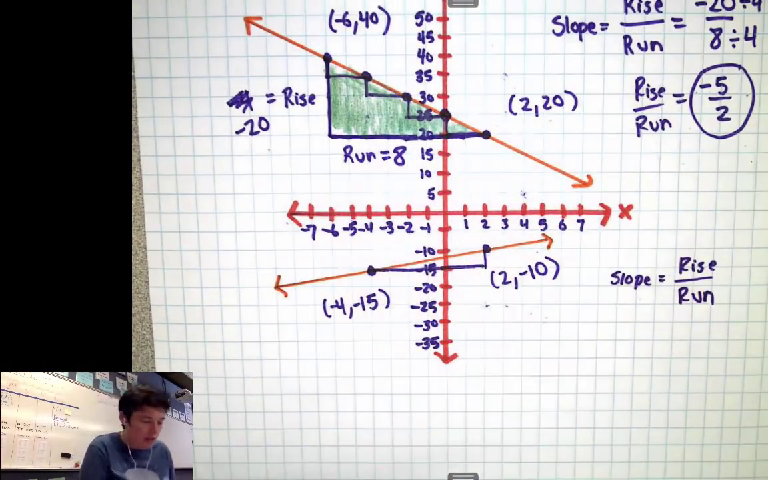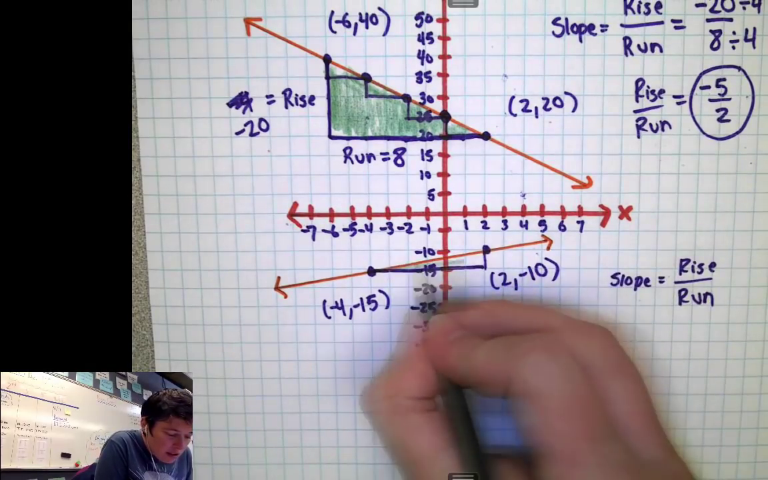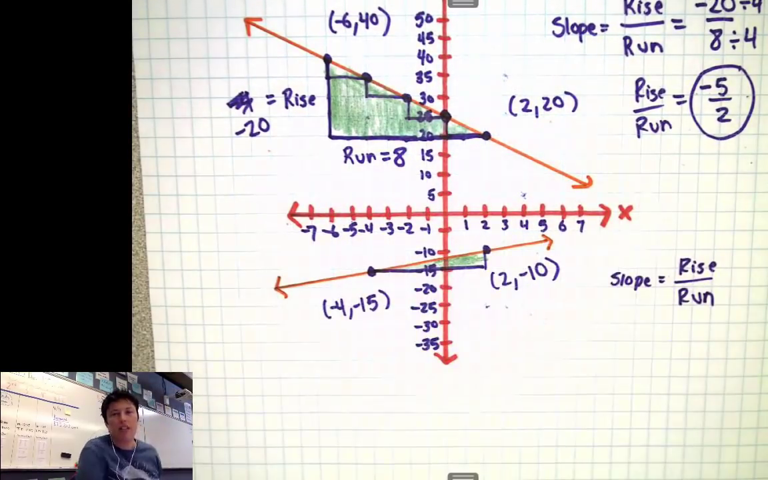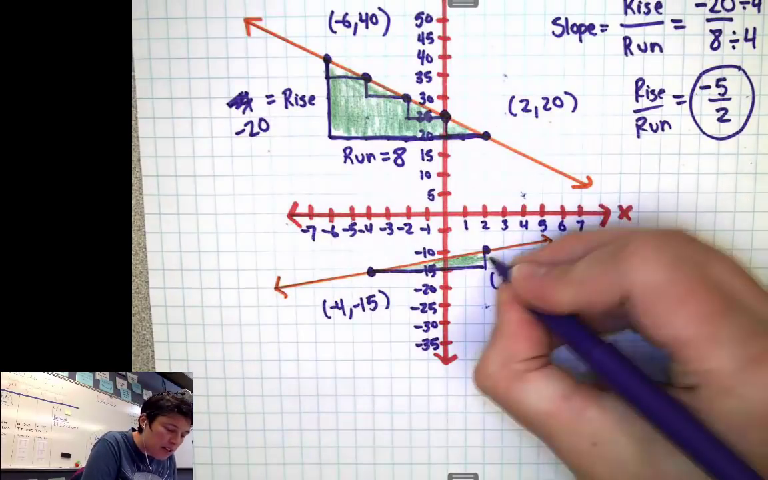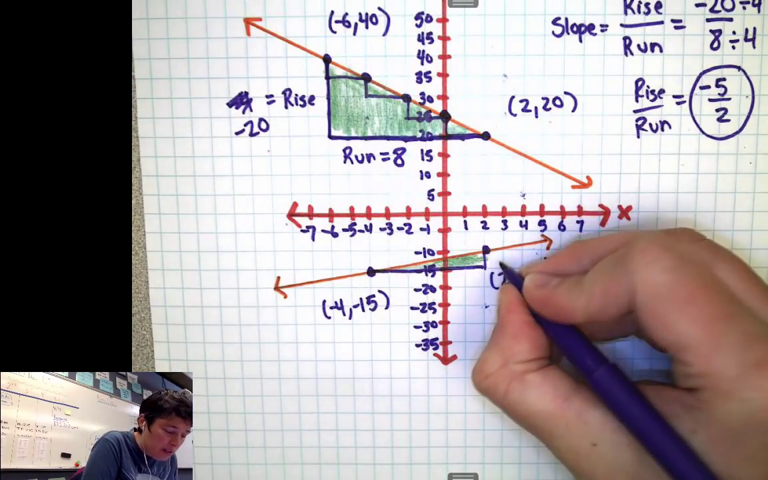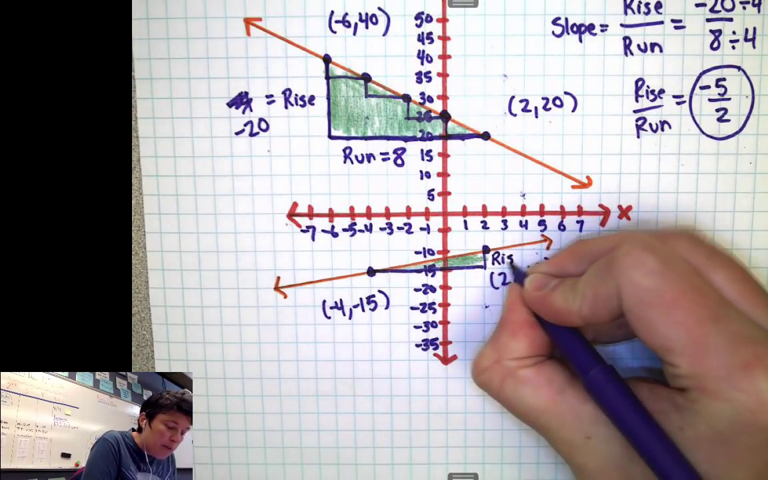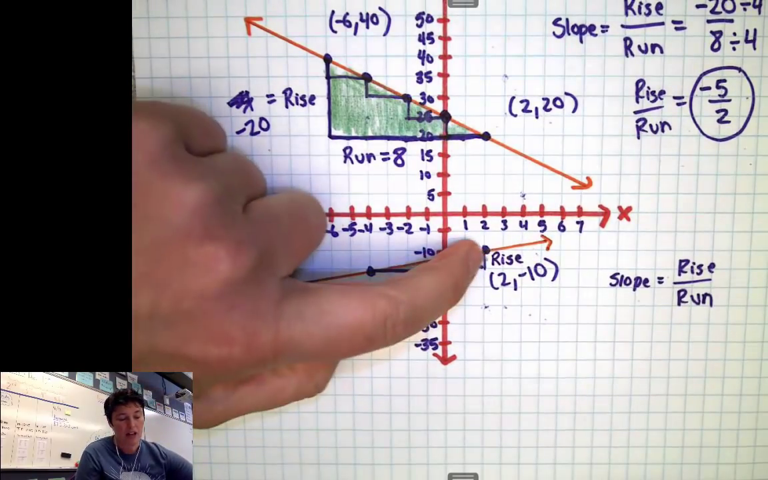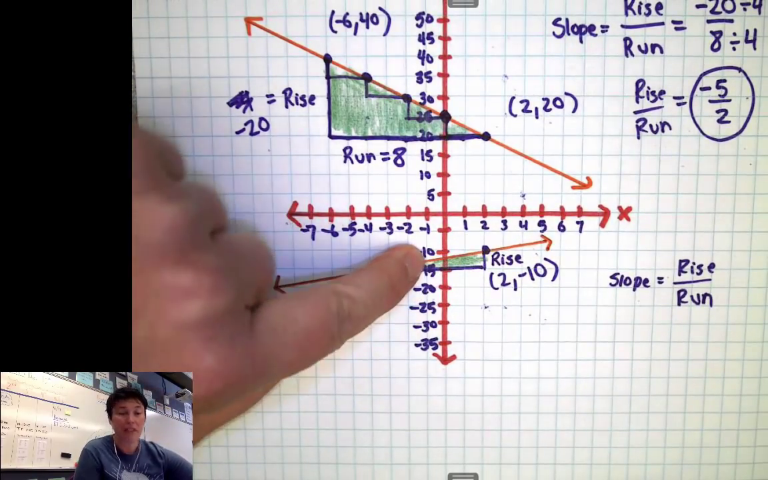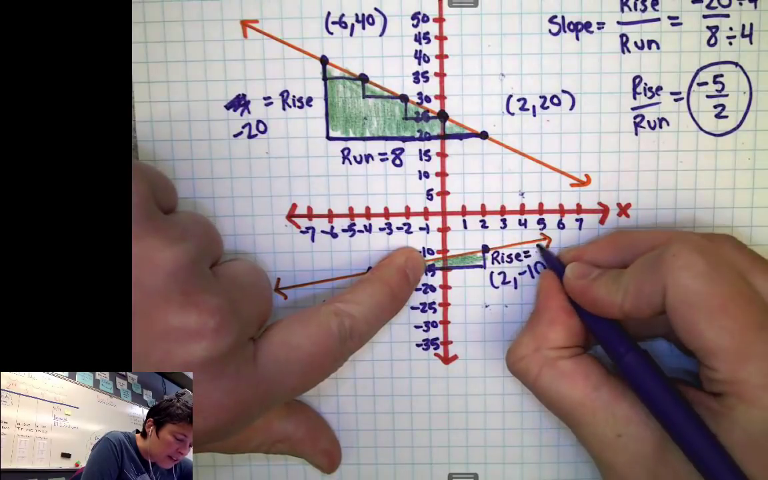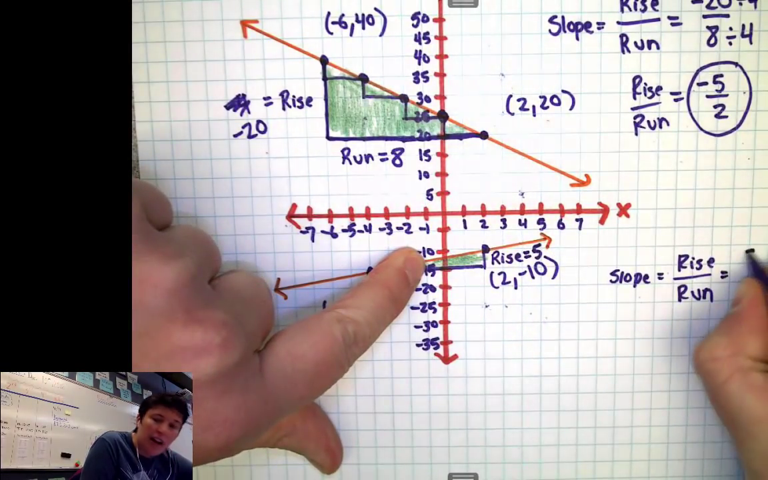So I'll shade this in so we can see it, and we'll calculate that rise and run. So the rise looks like it's 1 unit. It's really small. So here's the rise. But what does that 1 unit actually mean over here? That's a jump of 5. So it looks like we have a rise of 5. So I'm going to write equals 5.